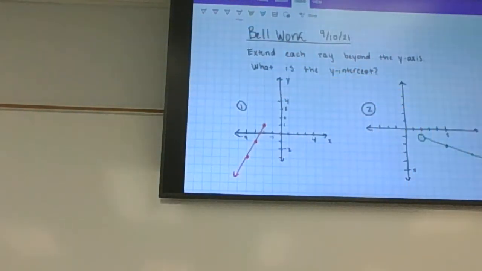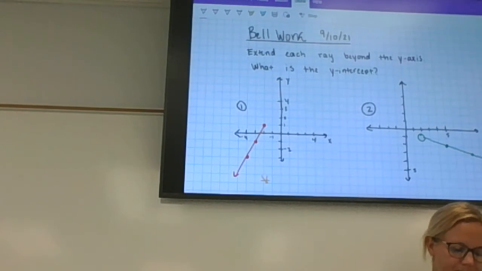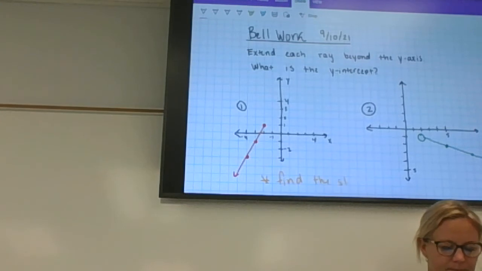An integer and the y-axis. Okay, so for number 1, what is the y-intercept? Well, I'm going to have to find the slope in order to extend the line.